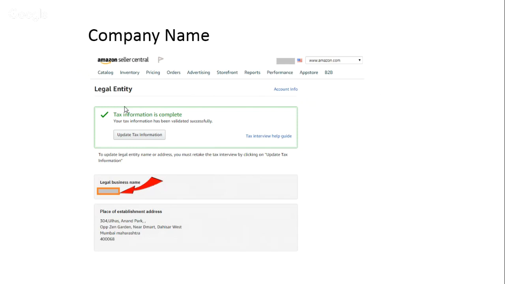It is within Amazon. Amazon knows that the legal information is with them. If I'm registering as an individual, I can just put my own name as this legal business name, and your place of establishment, your address, what you have submitted. That's what you will have to specify. So that's company name.